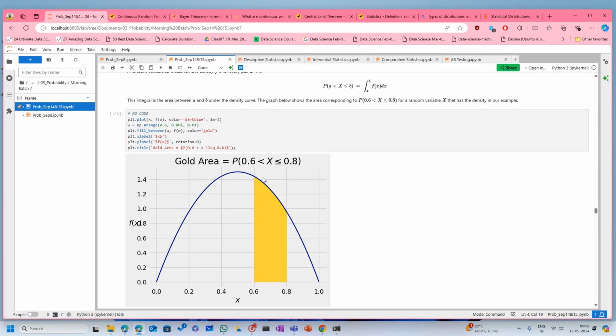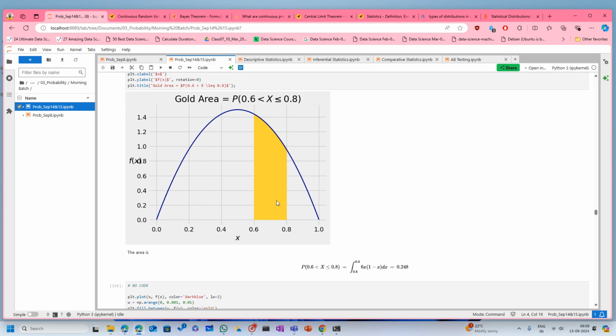For example, we have calculated between two different points, between 0.6 and 0.8. The area covered by this golden or yellow color bar will give the probability of that particular range, 0.6 to 0.8. This is the general behavior for continuous random variables. This entire curve is called the probability density function, not the probability mass function. And the accumulated area becomes the cumulative distribution function. Is that clear?